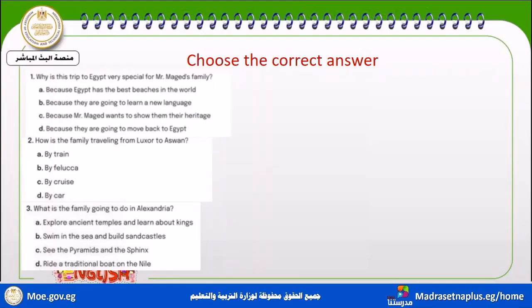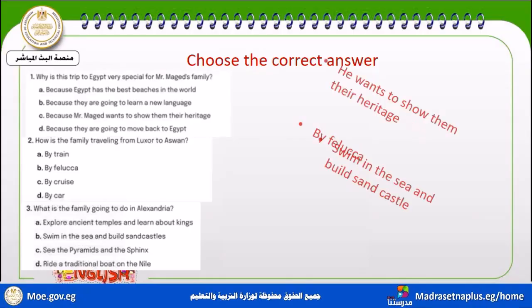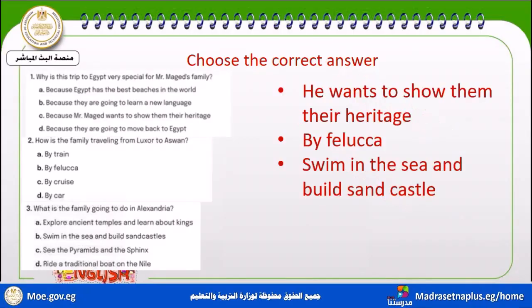So if we are going to find out the answer, the first one, the family's trip to Egypt is very special because Mr. Magid wants to show his family their heritage from the north to the south. And his family is going to travel from Luxor to Aswan by Felucca, and in Alexandria, they are going to swim in the sea and build sand castles. We have two questions to answer.